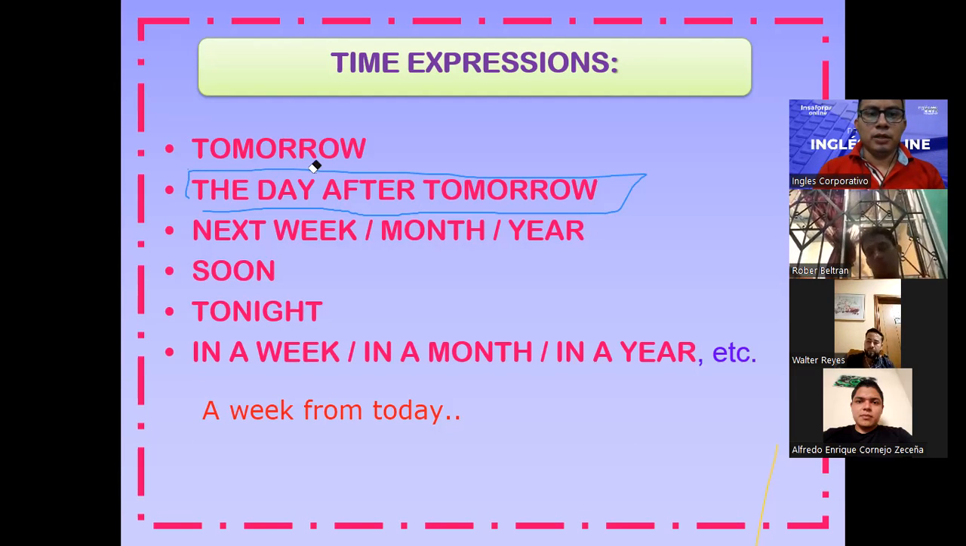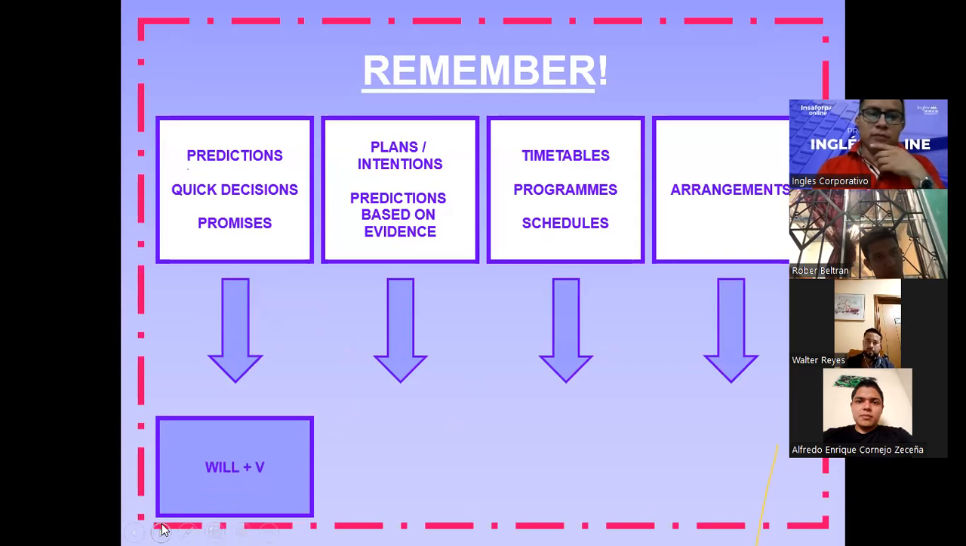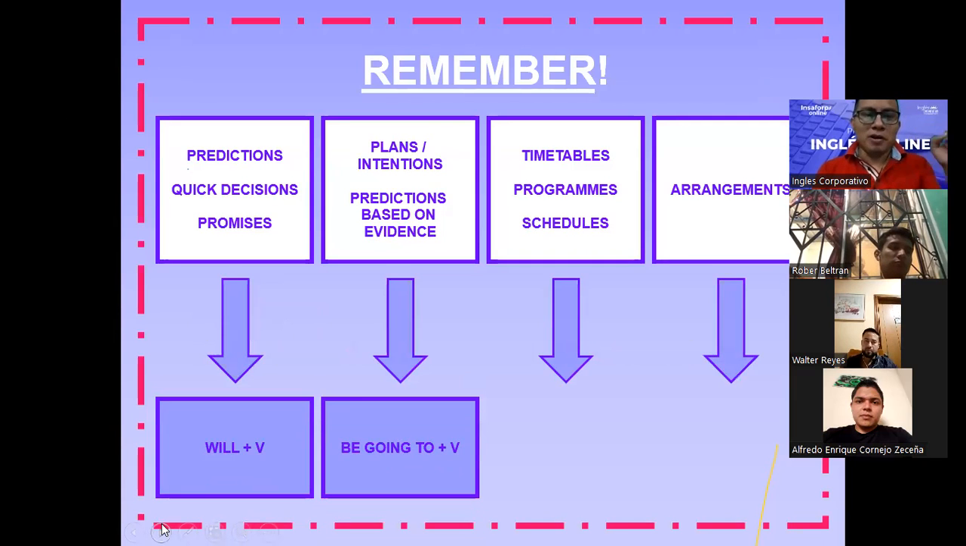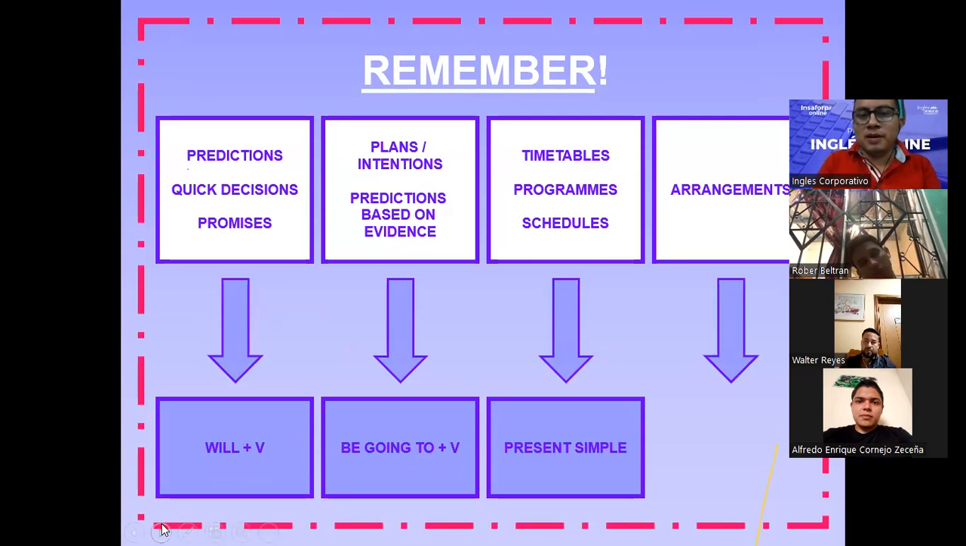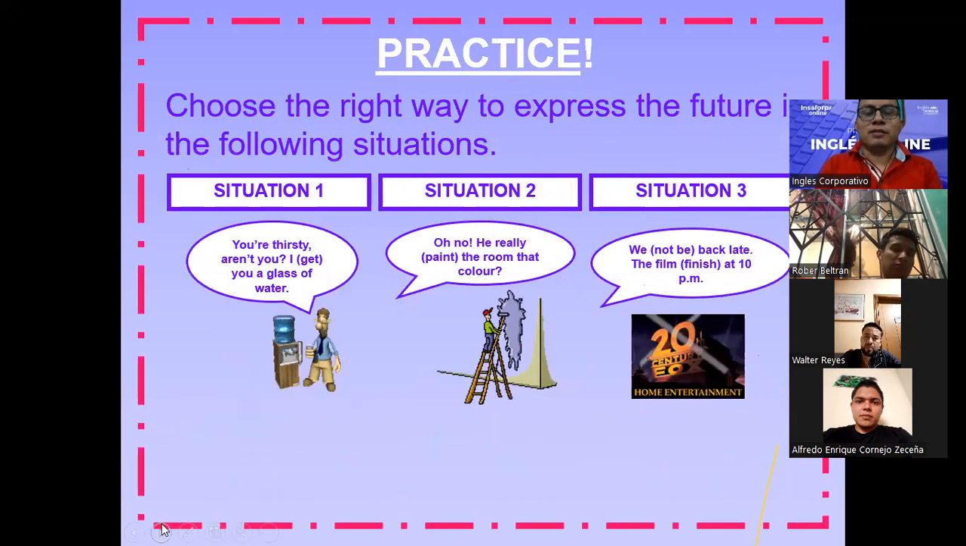So let's do some exercises now. I want you to help me. Please participate, so we move on a little bit faster on this exercise. We did this already. Remember, quick decisions, promises: I will always love you. That's a promise. You're not going to say "I'm going to always love you," because that would be a lie. Then schedules, programs and timetables, and present continuous is for arrangements.